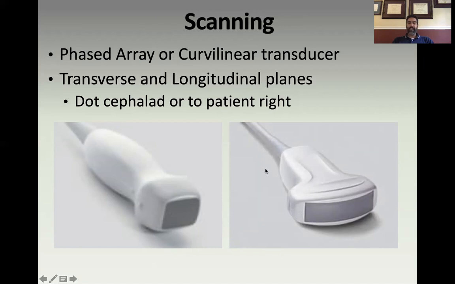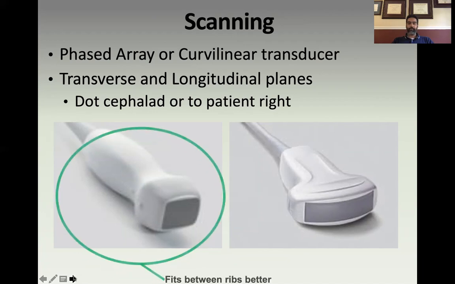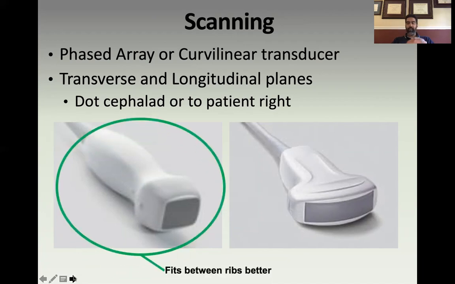Either way, you're going to use it in the abdominal preset. And all of the views that we get are in longitudinal axis or transverse axis. So we're going back to the normal convention of long axis being dot up to the patient's head. Transverse axis means dot to the patient's right side. Okay, so either probe, abdominal preset, dot either up to the head or to the right, depending on the view that you're getting. Like I said, the phased array probe fits better between the ribs, so that's the probe that I typically choose.